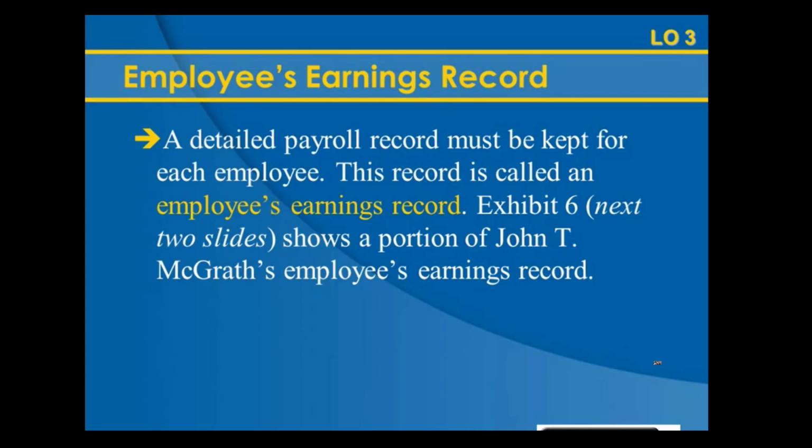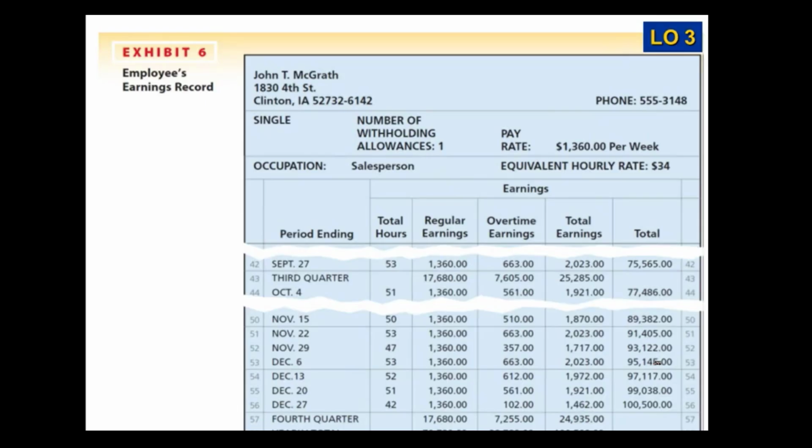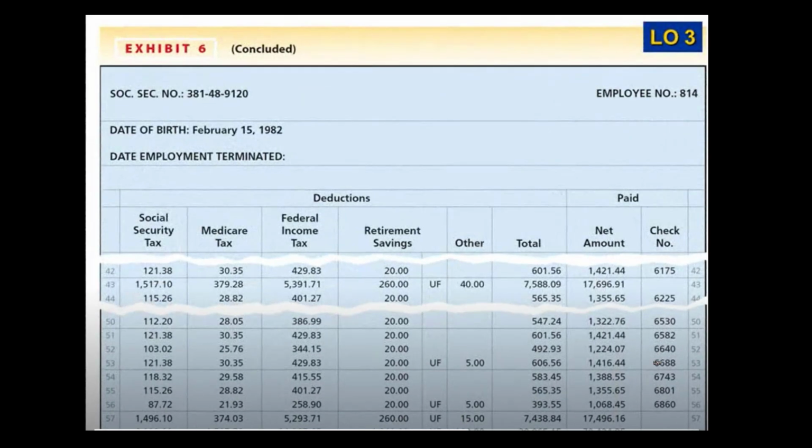A detailed payroll record is maintained for each employee. This record is called an employee's earnings record. This slide illustrates the employee's earning record for John McGrath. It lists the wages earned and deductions for McGrath for each pay period during the calendar year. This slide is a continuation of the payroll record for McGrath.